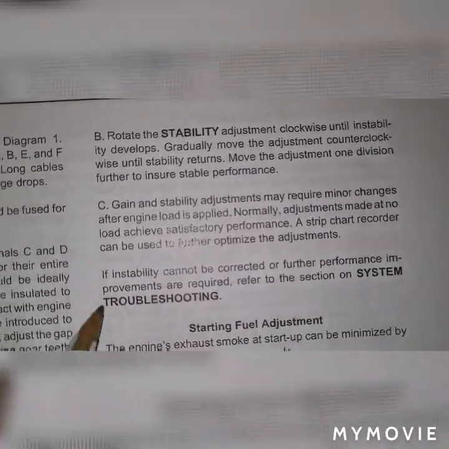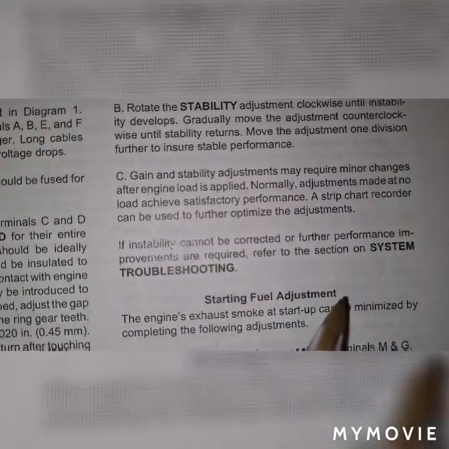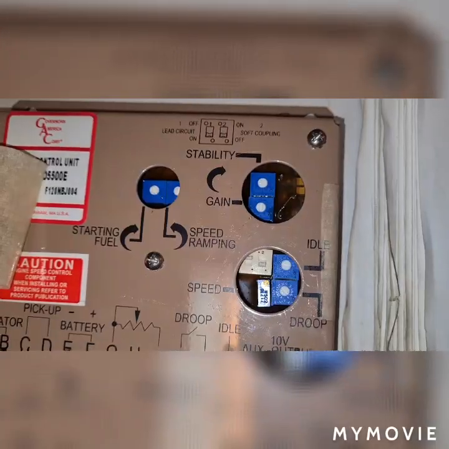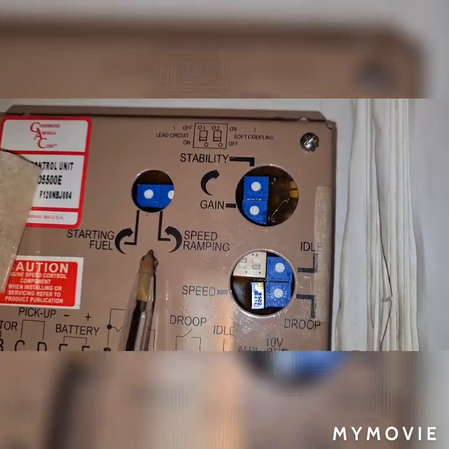So this is the commissioning. If instability cannot be corrected, further performance improvement is required. Refer to the section on system troubleshooting. So we already discussed the starting fuel and speed ramping.